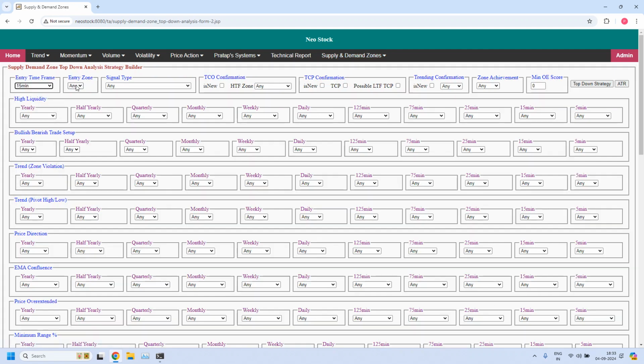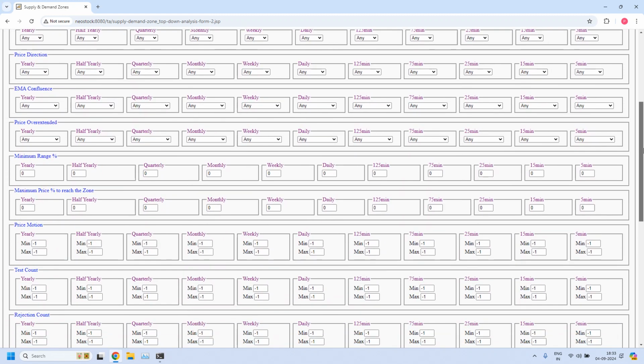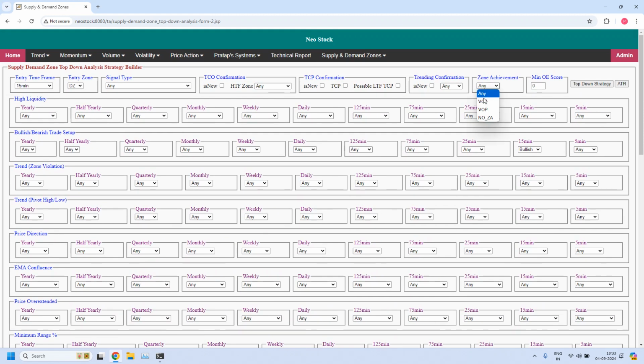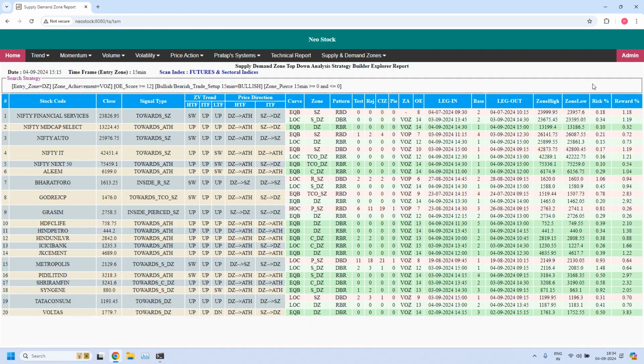Entry time frame is 15 minutes, entry zone is demand zone, bullish or bearish trade setup at 15 minutes time frame. I am selecting bullish. The 15 minutes demand zone should not be pierced. So in the pierced count at 15 minutes, I am setting minimum value 0, maximum value 0. Zone achievement is violated opposing zone, minimum order enhancer score is 12. All the three filters are applied to 15 minutes demand zone. Now let's filter the stocks. So 20 stocks are filtered. All these 20 stocks are currently supporting bullish trade setup for daily income trade, that is entry time frame is 15 minutes.